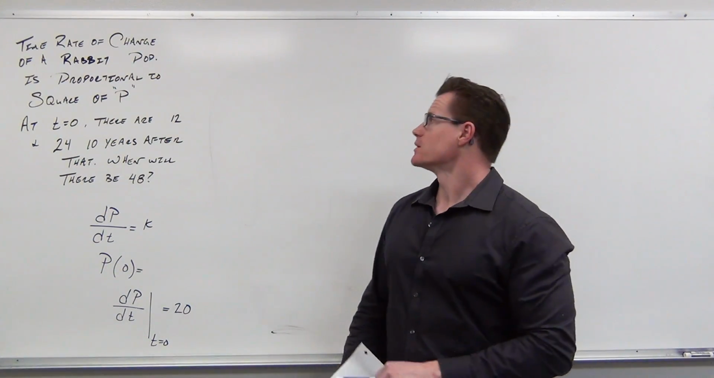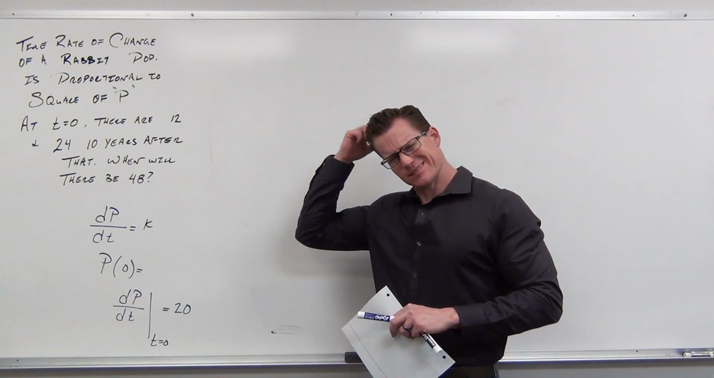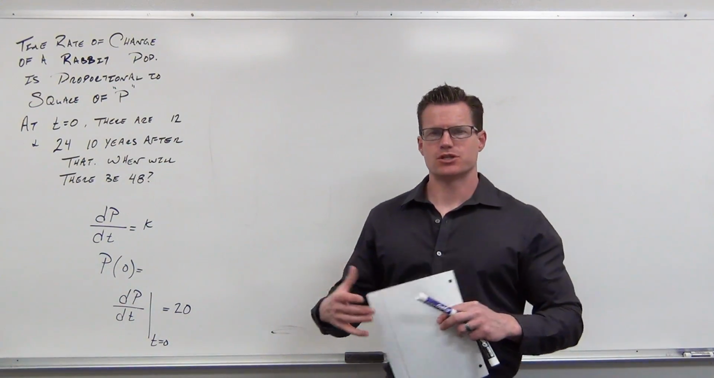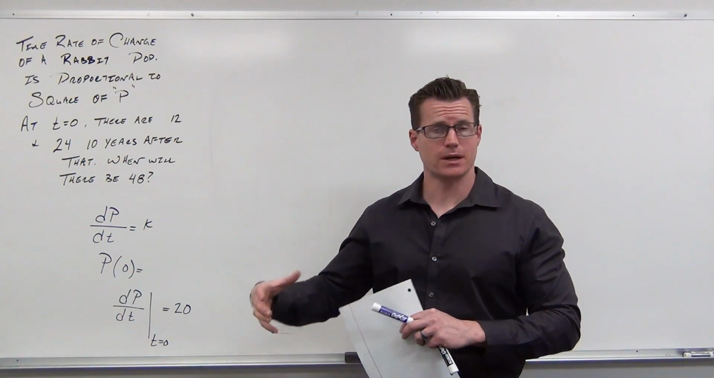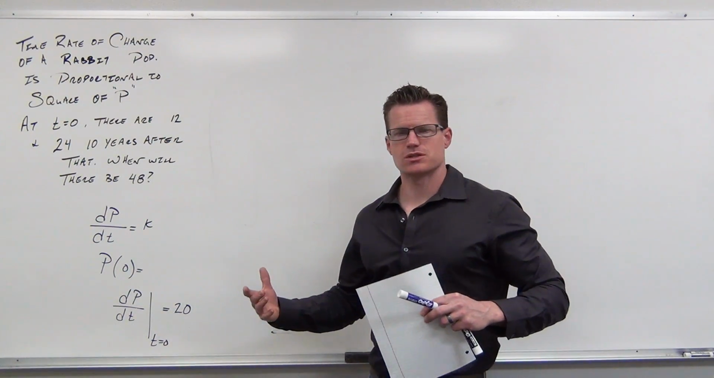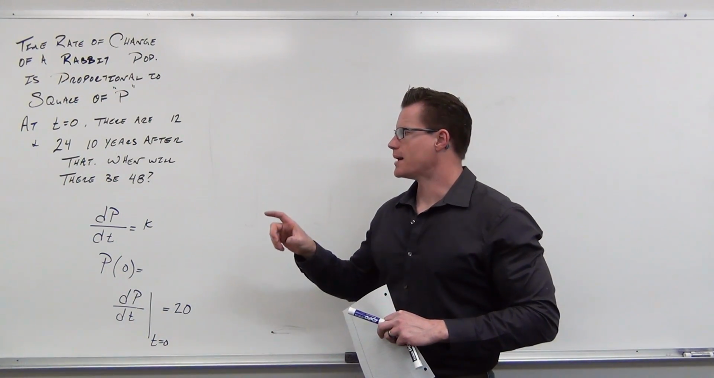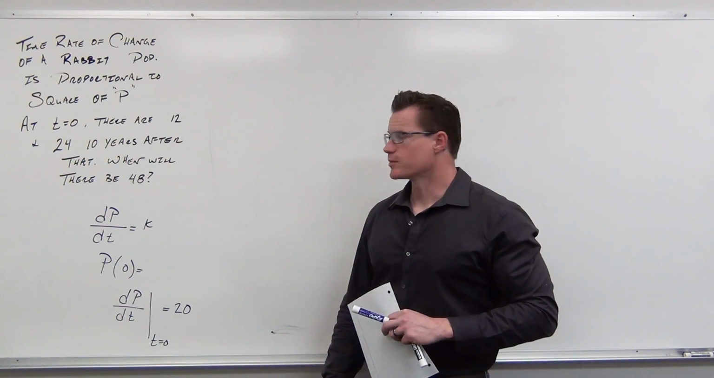You know what rabbits do. So the time rate of change of a rabbit population is proportional to the square of p. What's that mean again? The time rate of change is the rate of the population with respect to time. So we're talking about a derivative here. At time equals 0, so whenever this was studied, there were 12 rabbits, and then there were 24 rabbits 10 years after that. When will there be 48 rabbits?